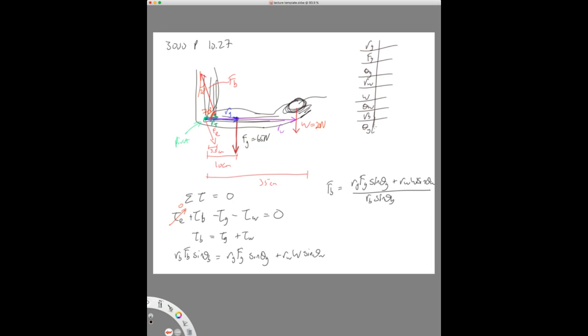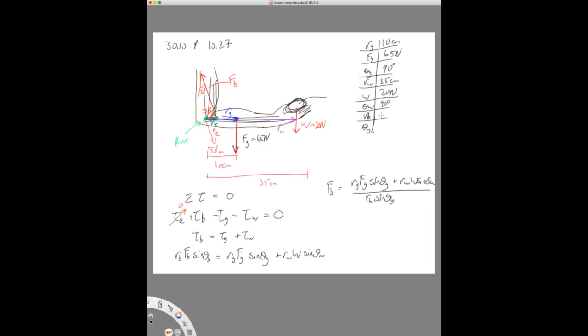The RG, looking at the picture, is 10 centimeters. Force of gravity, 65 newtons. Theta gravity, 90 degrees. RW, 35 centimeters. W is 20 newtons, just given in the problem. Theta W, also 90 degrees. Again, like I said, my picture is a little bit funny. I'll explain why it doesn't matter later.